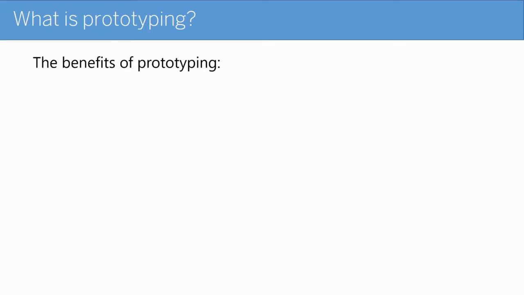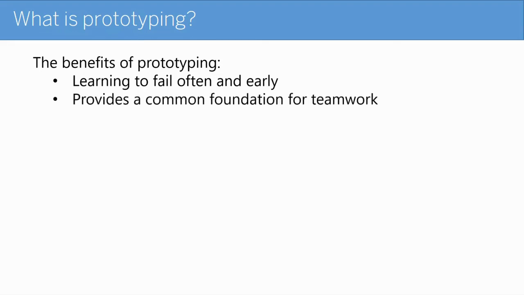A few key benefits are learning to fail often and early. This separates the impractical ideas and the expensive ideas and the like early on in the process. A failure in a prototype is actually a good thing and helps the teams come to a quicker resolution while keeping the effort low. It provides a common foundation for teamwork. A prototype acts as the canvas that each team can use to paint. Ultimately, this aids in conflict resolution and builds trust within the teams.